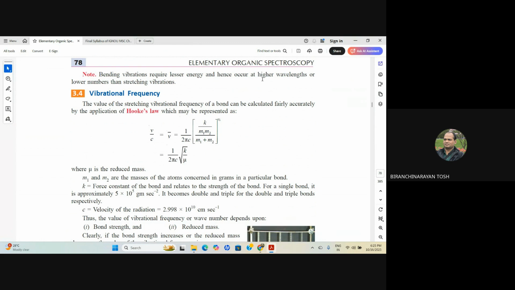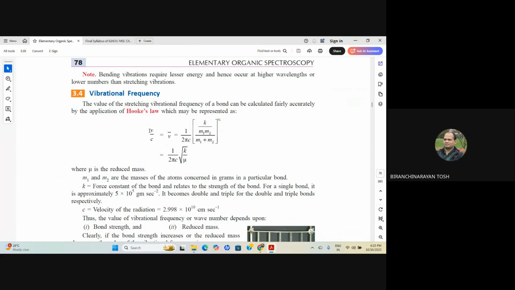That means in centimeter inverse, how to find that? It is represented by nu bar, which is 1 by lambda, or nu by c. As you know, c equal to nu lambda. So 1 by lambda equal to nu by c, or it is nu bar, the wave number. It can be found out from Hooke's law.